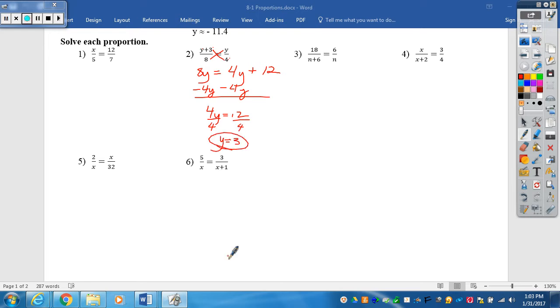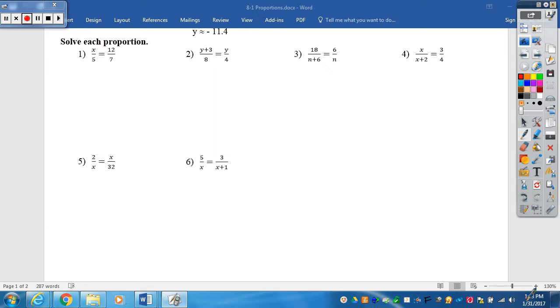Now, how do I double check myself? You can always plug it back into the original proportion. 3 plus 3 is 6. So 6 over 8, 3 over 4. 6/8 reduces to 3/4. I know I've done the correct work there. So that's how you can do the first one, number 2.